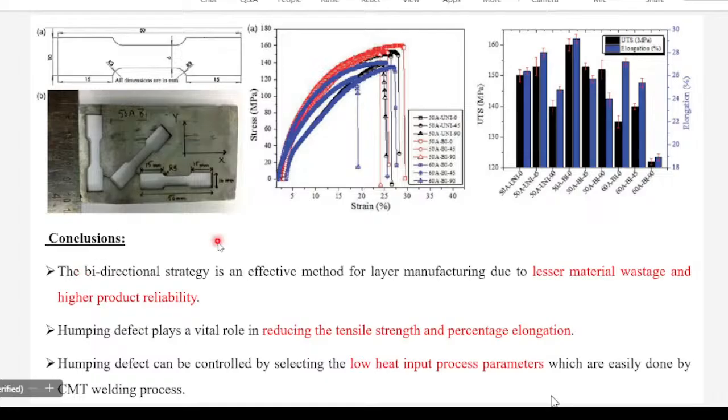So for the conclusion of this paper, bidirectional strategy is an effective method for layer manufacturing due to lesser material wastage and higher product reliability. Humping defect plays a vital role in reducing the tensile strength and percentage elongation. And humping defect can be controlled by selecting low heat input process parameters. So this is very important. By considering lower heat input parameters only, we can mitigate this humping defect. Otherwise, humps will be formed in softer materials. It is very susceptible, but in harder materials, we can eliminate this.